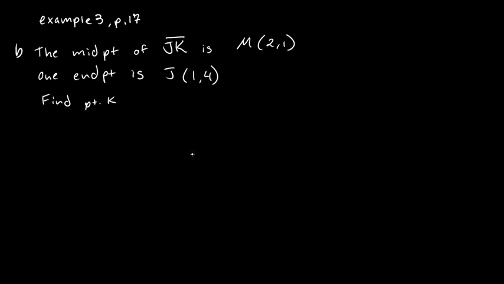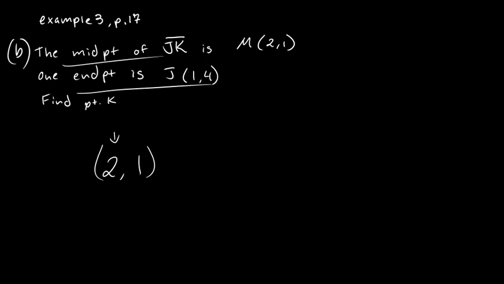This is part B. So we are given the midpoint and one endpoint. I know that my midpoint comes out to 2, 1. So let's just deal with the x's. Let's deal with the x's first. Well, I know that my result is going to be 2. And here's my one endpoint. That's my one x value, alright?